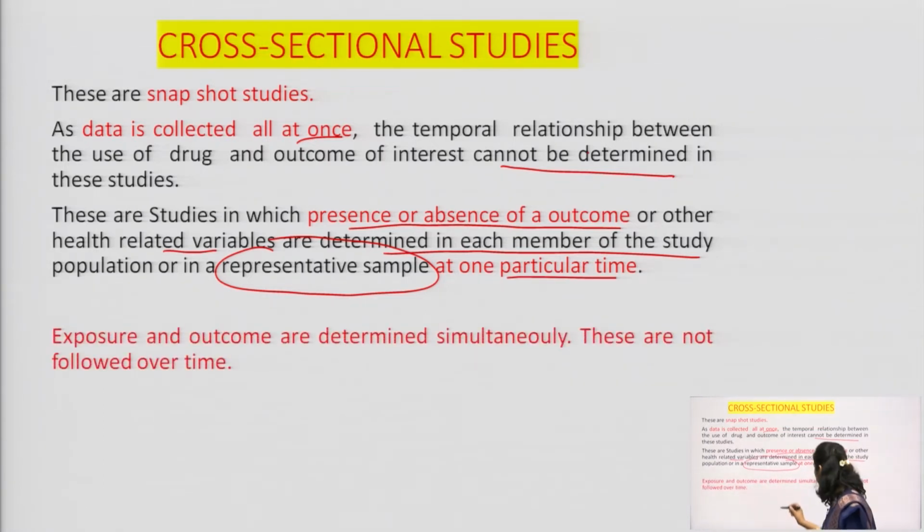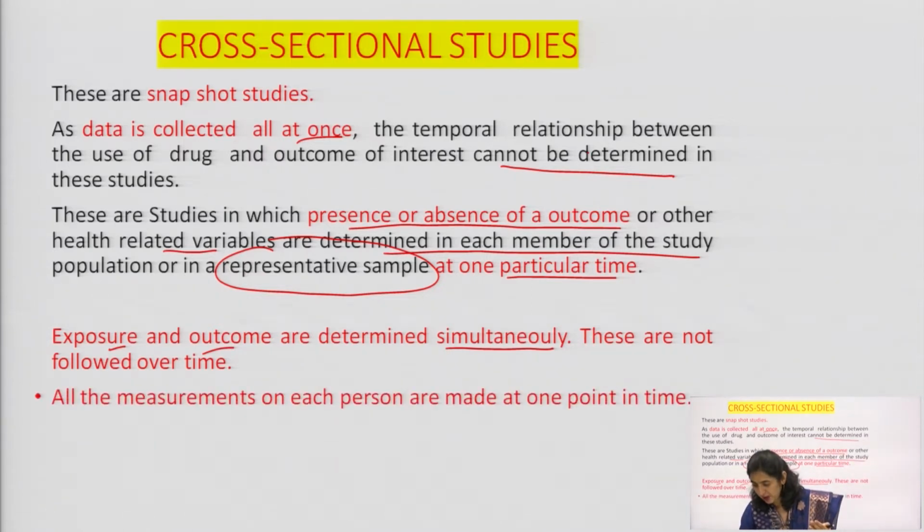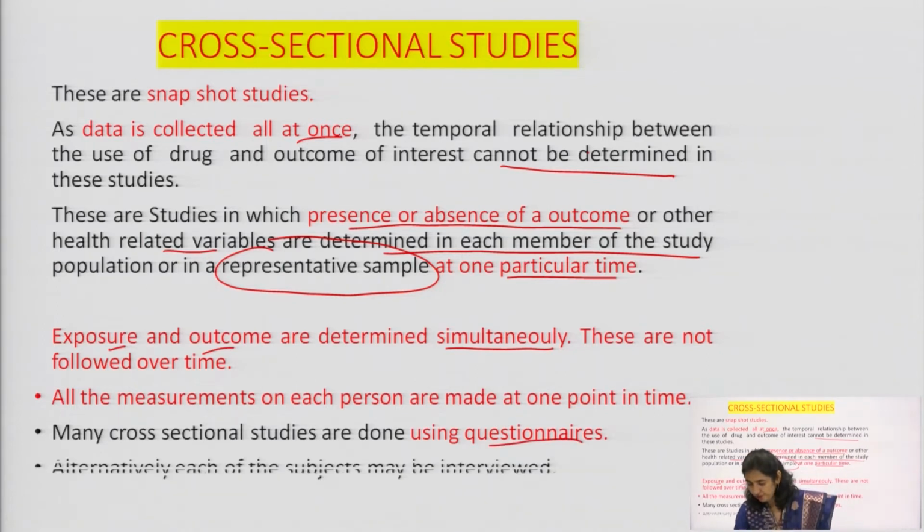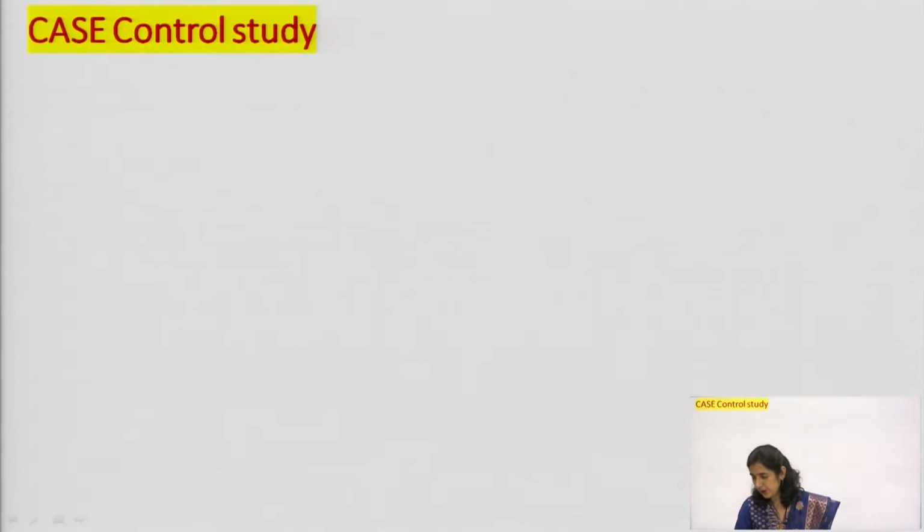Exposure and outcome are determined simultaneously. That means from the same data we come to know which drug has been used and what its outcomes are, in the same particular survey. So, they are determined simultaneously. These are not followed over time. All the measurements on each person are made at one point in time. Many cross-sectional studies are done using a questionnaire. Alternatively, each of the subjects may be interviewed. Right? Each of the subjects can also be interviewed.